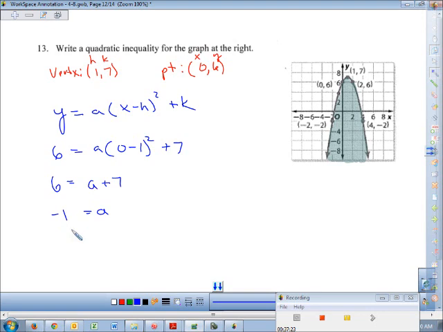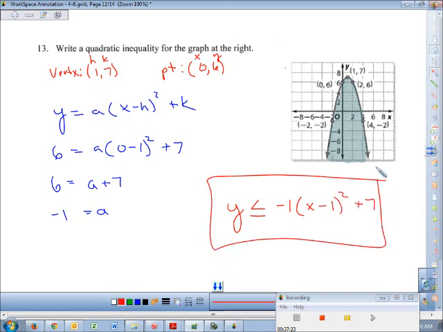Should you get a negative value for A? Yes or no? How do you know before you get started you should have gotten a negative value for A? It opens down. Everyone with me there? But we're not done. We need to write this as an inequality. Do we know the A value? Cool. So it starts with y, but we won't have an equal sign anywhere. We need an inequality symbol. Where is this shaded? Above the parabola or below the parabola? So what symbol do you want? Less than. Do I need an equal to bar or not an equal to bar? How do you know you need an equal to bar? Solid parabola. Then the rest is negative 1 times the quantity of x minus 1 squared plus 7. Done. You down with that?